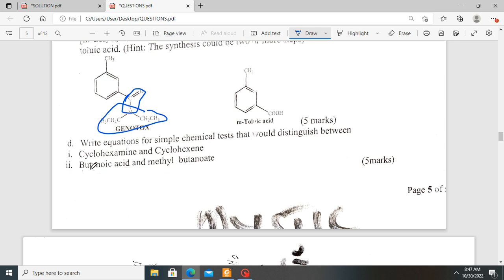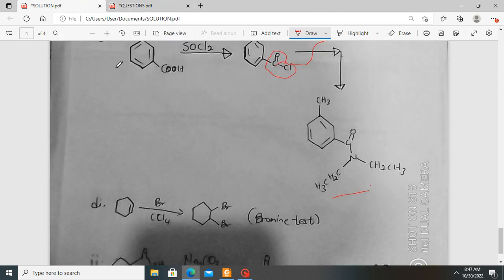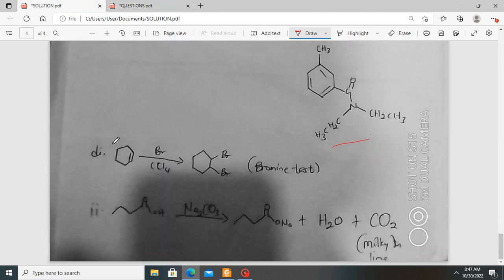The same way, butanoic acid and methyl butanoate, as we said earlier, here you can use sodium bicarbonate or sodium carbonate to evolve carbon dioxide to test for the presence of carboxylic acid in a compound. So there's a solution for that. If you add the cyclohexene to bromine water, which is bromine in carbon tetrachloride, it becomes decolorized. So this shows that that compound carries a bond which can decolorize bromine water. But for the cyclohexenamine, it has no unsaturation in it. So even if you add bromine water to it, it can't cause any decolorization. It will still maintain the brown color of the bromine.